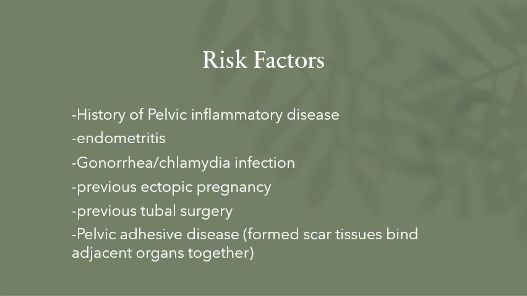Risk factors. History of pelvic inflammatory disease, endometritis, gonorrhea, chlamydia infection, previous ectopic pregnancy, previous tubal surgery, and pelvic adhesive disease. This is when scar tissues bind adjacent organs together. When scar tissue forms, it prevents the embryo from going down the fallopian tube. This can lead to a fallopian ectopic pregnancy.